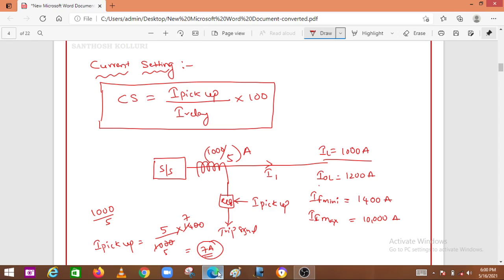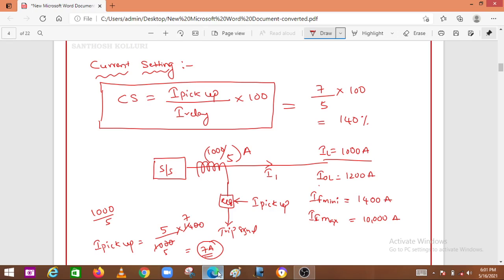Okay. Then what do you mean by the current setting? The current setting is here. If you know the pickup value and if you know the relay value, then you can calculate the current setting of the particular relay. So here in this case, what is the current setting? It is the pickup current, 7 amperes, divided by relay current, which is 5 amperes, into 100. So this is my current setting of a relay. How much will I get here? Around 140% of the current setting I will be getting here.